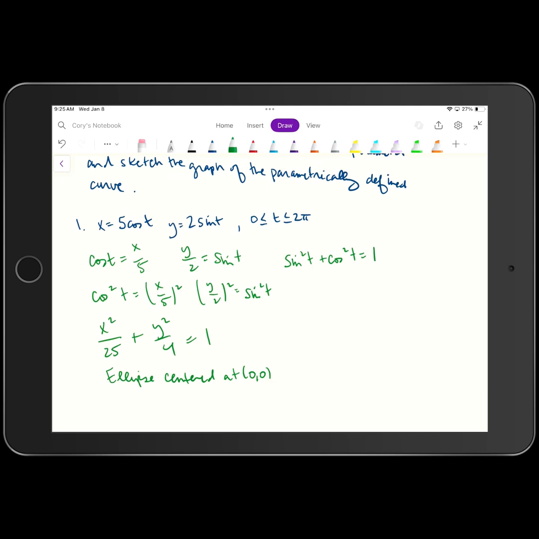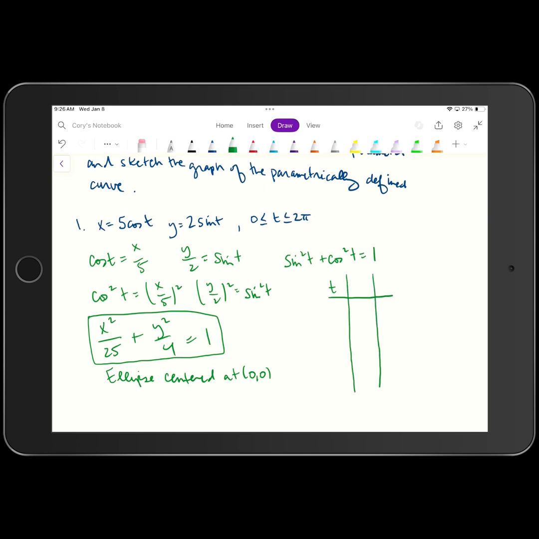Okay, so let's look at the parametrically defined curve in a little bit more detail, and we'll take a look at why that graph is an ellipse. So we've eliminated the parameter here. This is our single equation written in terms of x and y only. What we want to do now is sketch the graph of this parametrically defined curve. So to do so, again, we're going to make ourselves an x, y, and t table.